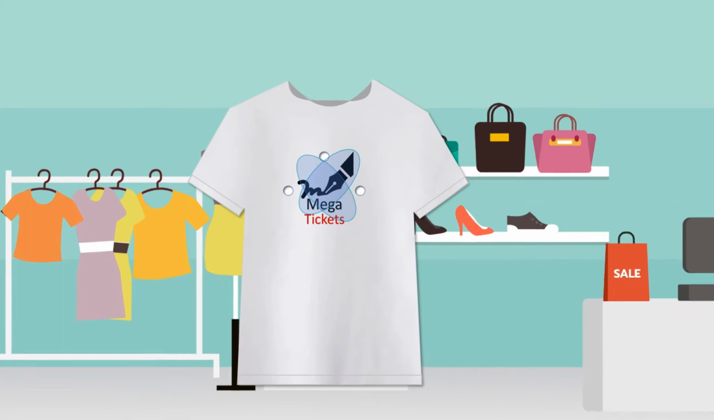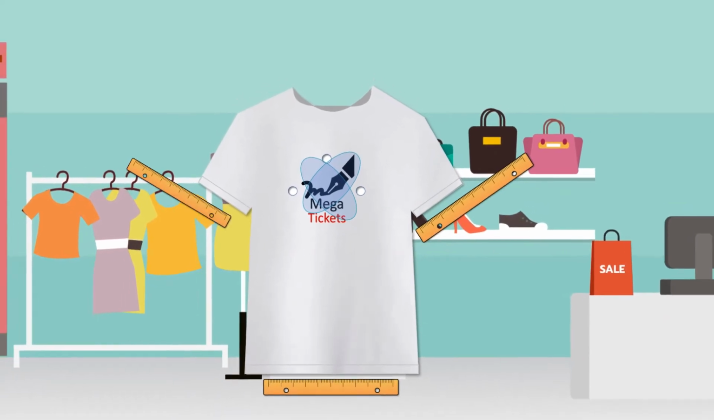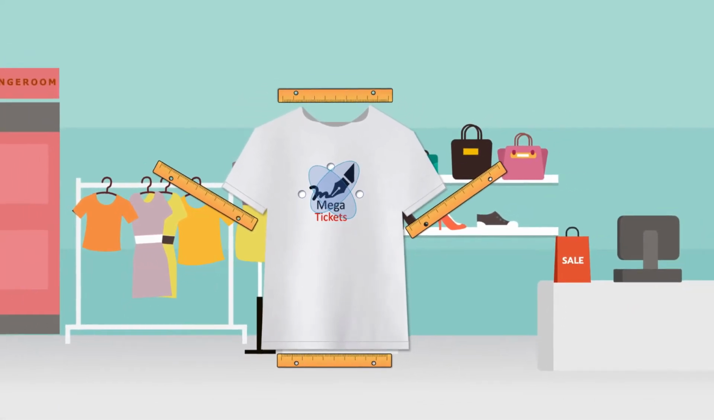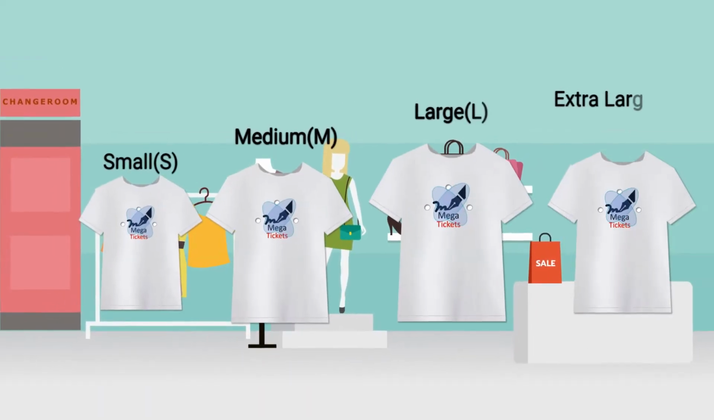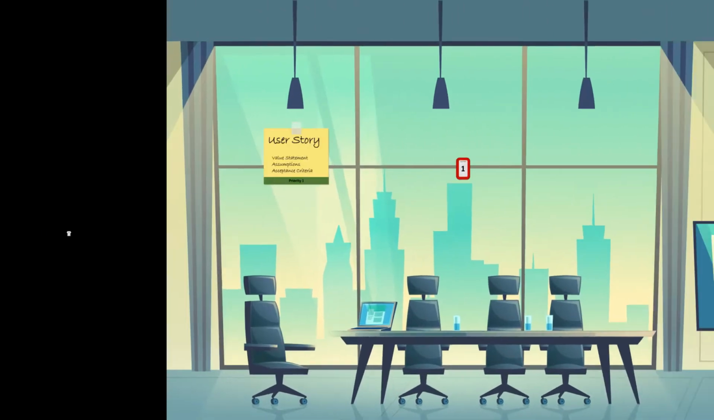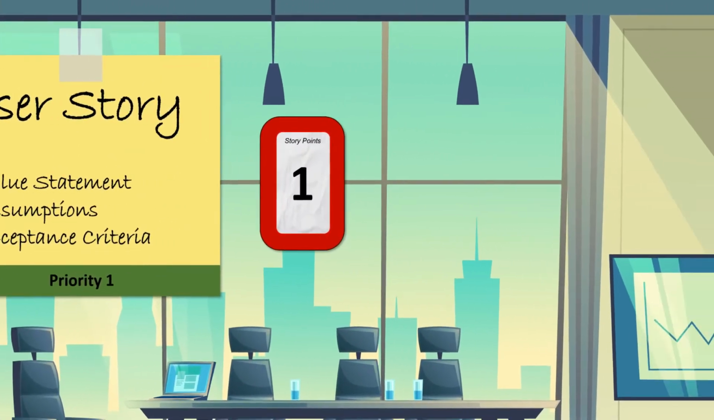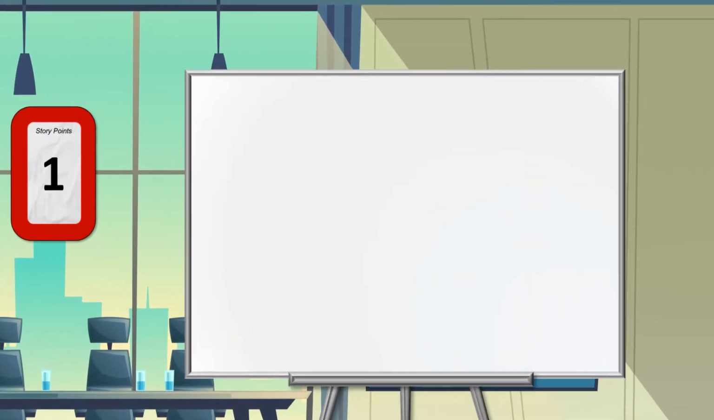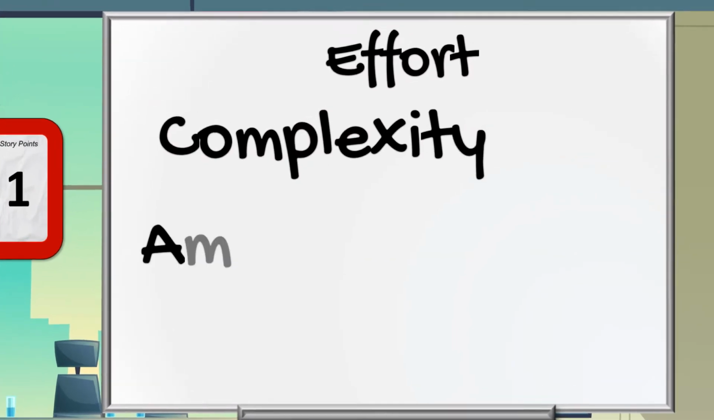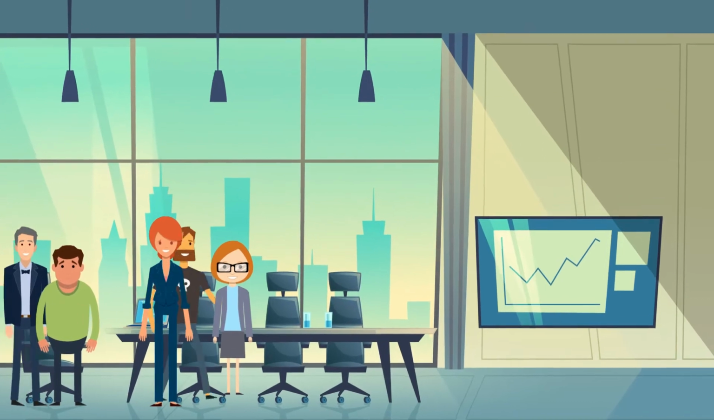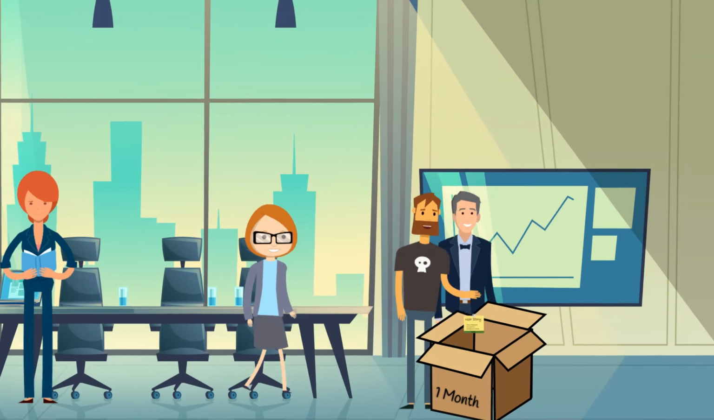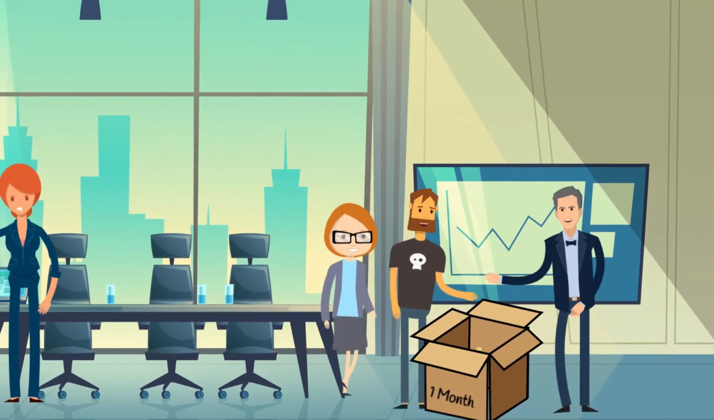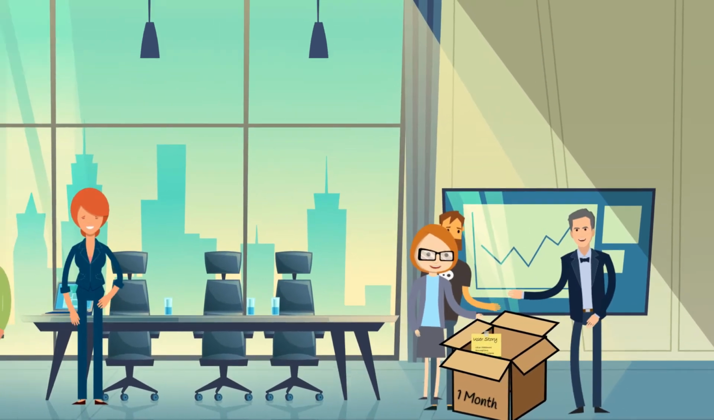Imagine t-shirt sizes. We don't put all the neck and chest size measurements on the label of a t-shirt. Instead, we use small, medium, large or XL. It's the same with user stories, which must convey the effort in terms of complexity, the amount of work as well as risk, which is why story points are so helpful to the team. Once the team are done, they put only enough user stories in the time box to be developed in a month.